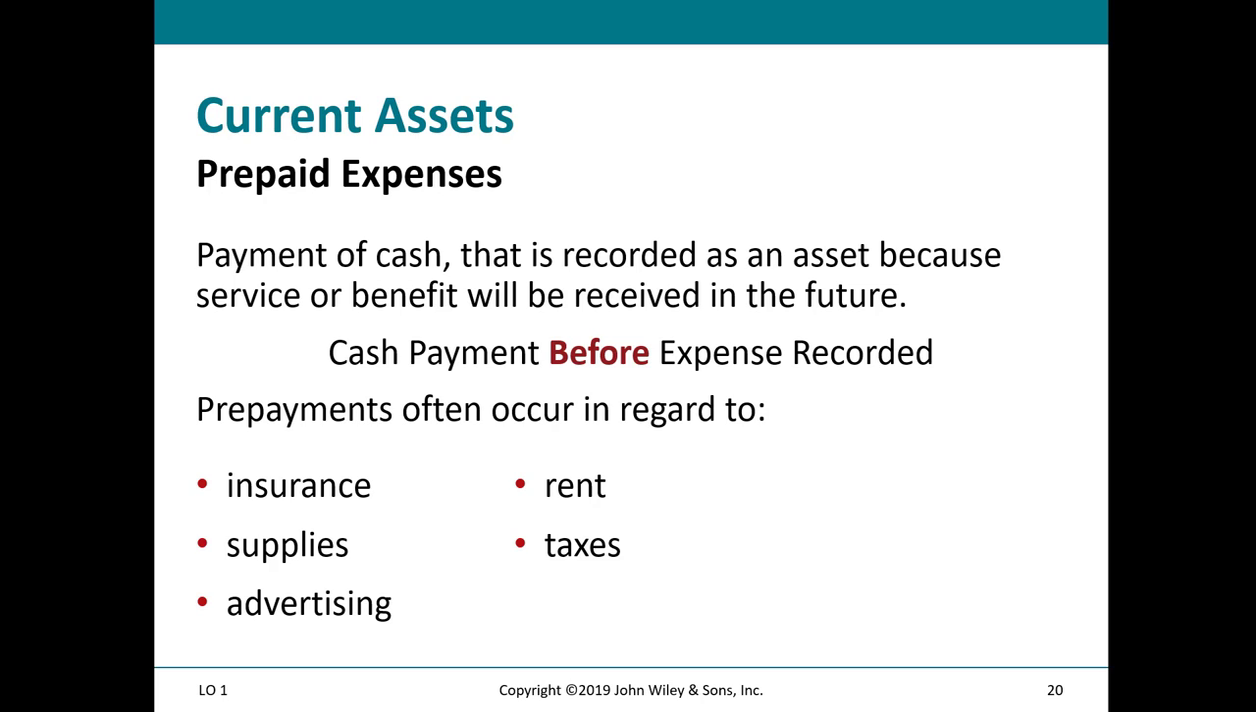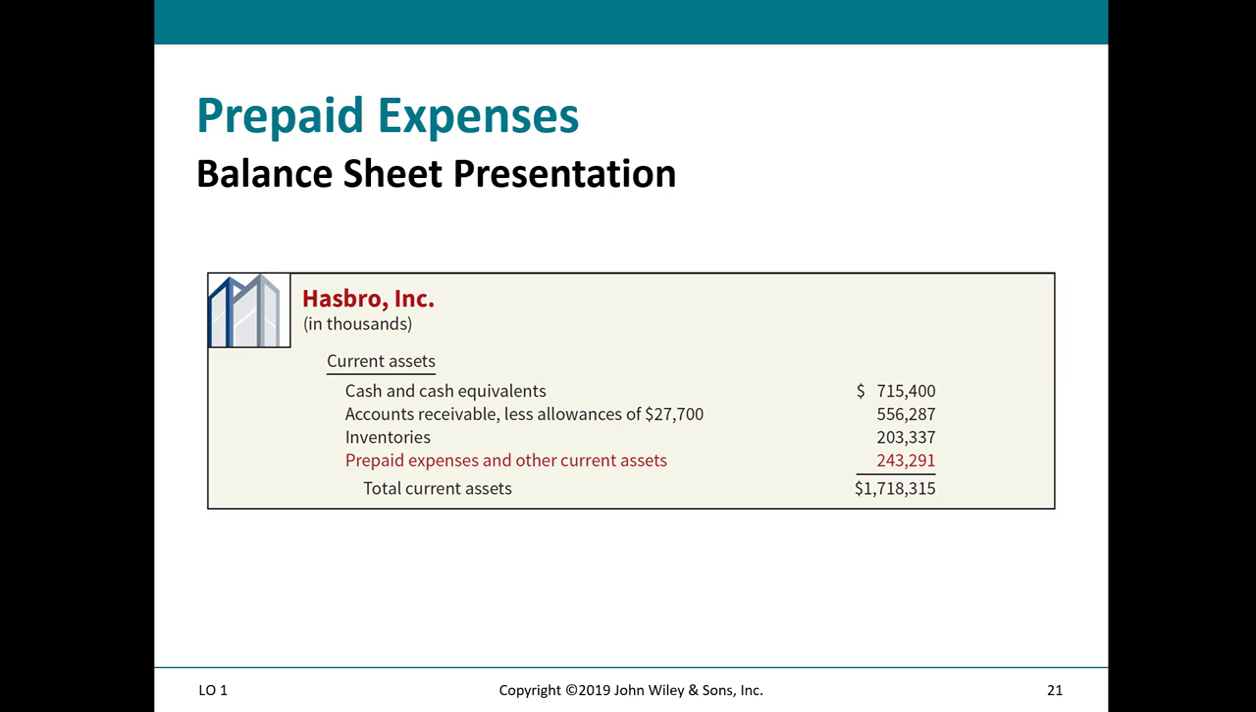Supplies are another example of prepaid expenses. We pay for them now and use them in the future. Advertising could be a prepaid expense. We pay for it today, but run the advertising in the future. Rent can be a prepaid expense. Very many companies will pay rent months in advance to lock down those premises. And many companies pay estimated taxes, and some of those payments are prepayments. Now let's take a look at the balance sheet presentation of our prepaid expenses and other current assets.